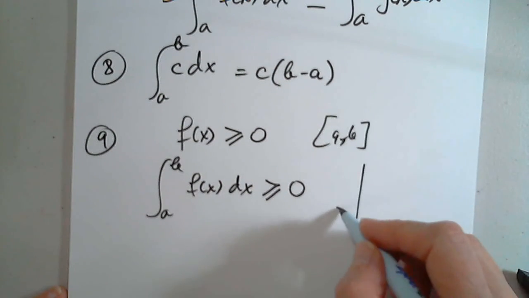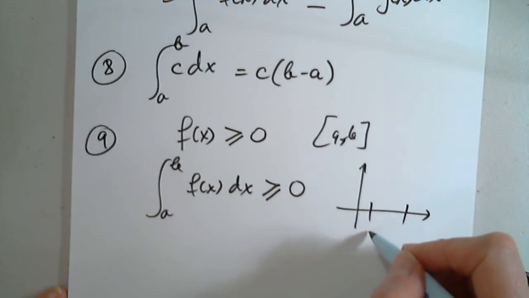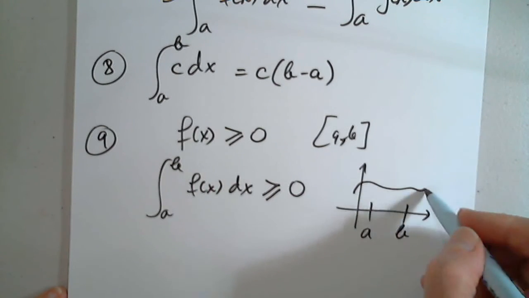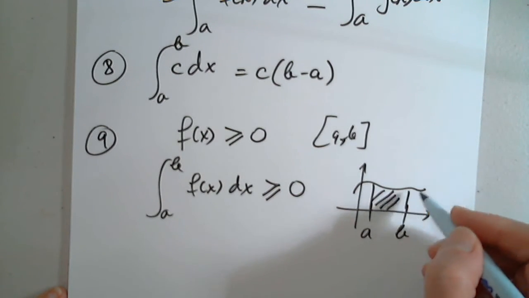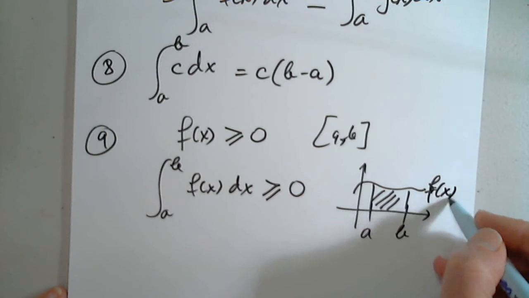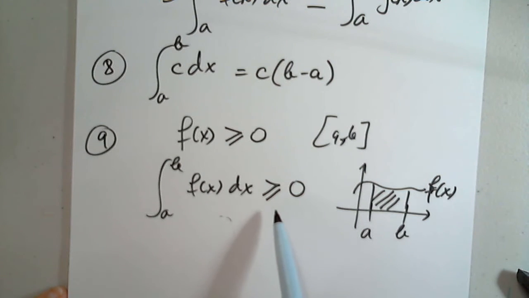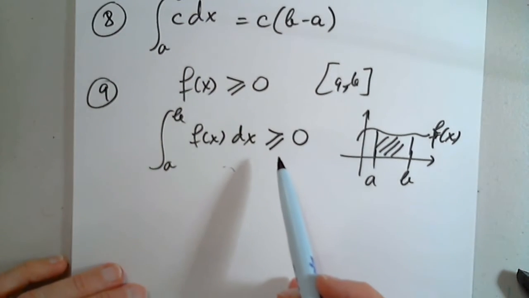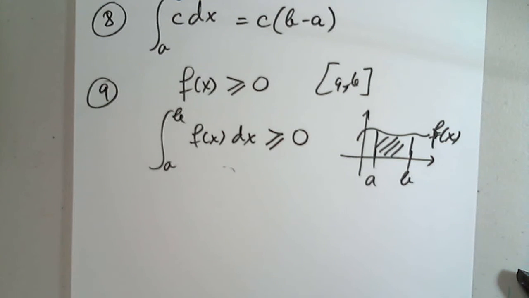So a graph, how will this look like? Okay, so this is a and b, and the function is positive. This is f of x. The function is positive, then the area will be positive. That's all it means. Greater than or equal to 0. Nothing else.